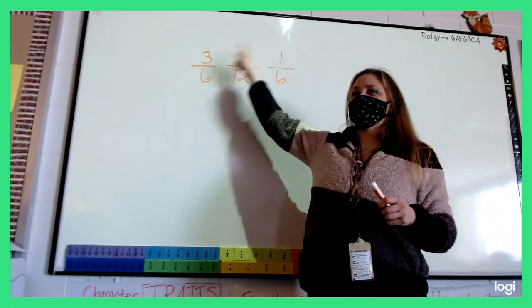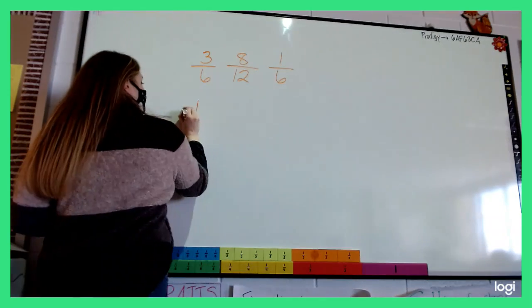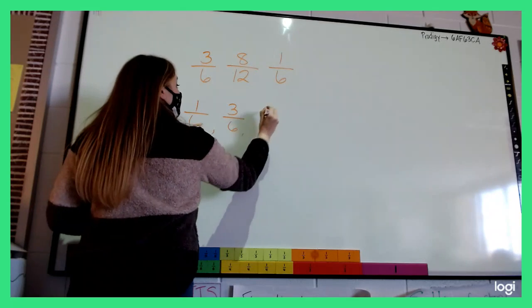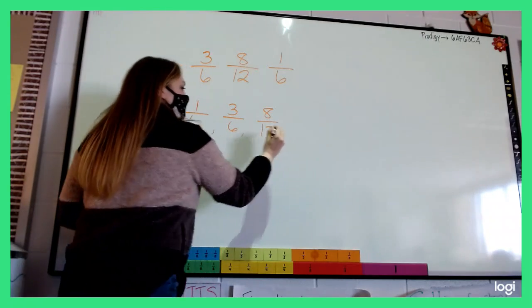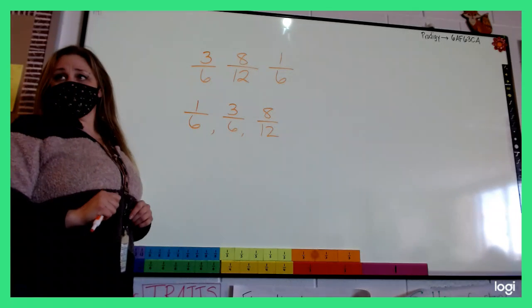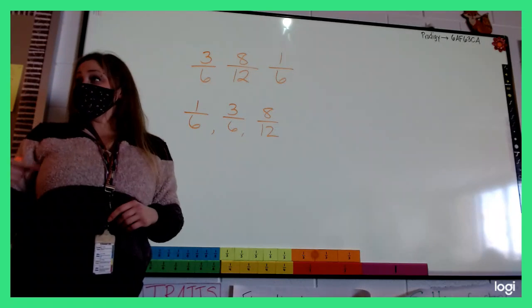So could we put this in order without even doing our math? Yeah. Okay, Hayden, you were right. 1/6 is going to go first, and then 3/6, and then 8/12. Okay, but what if you didn't know that? How could we figure this out? Josiah? Just use the multiplication stuff. Yeah. And you're getting faster at this. It won't take as long.